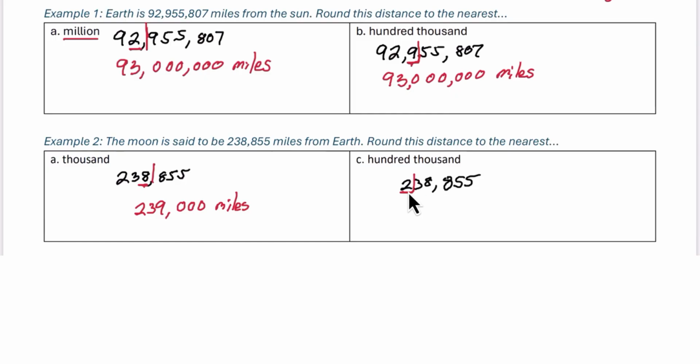If the number to the right of the rounding digit is less than 5, we round down, which means we make these 5 digits 0. Everything to the right of the rounding digit becomes zeros. So we have 200,000 miles.